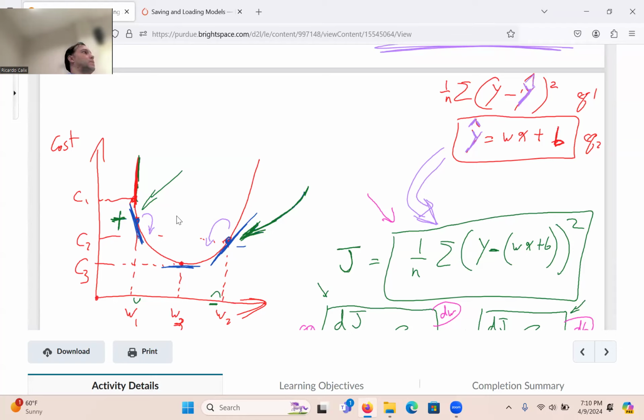Probably close to 0. The one closest to 0. So if we look at these two, you see this dot, right? Goes to C2, whereas this dot goes a little bit higher than C2. Does that make sense, guys? So that means that this weight W1 is worse than this weight W2.